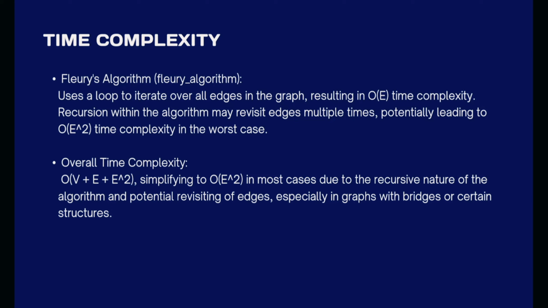Now coming to space complexity. It is big O of v plus e, where v is the number of vertices and e is the number of edges. The space complexity arises from the need to store information about visited vertices and edges during the traversal process.